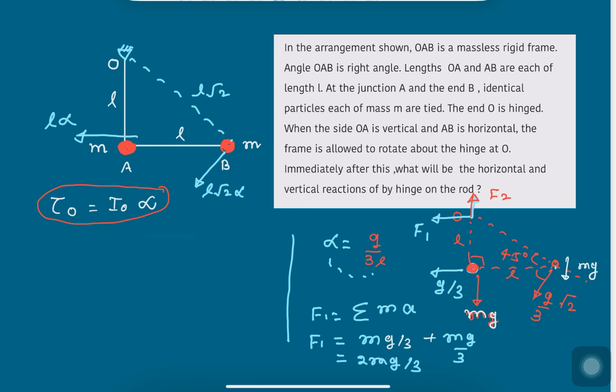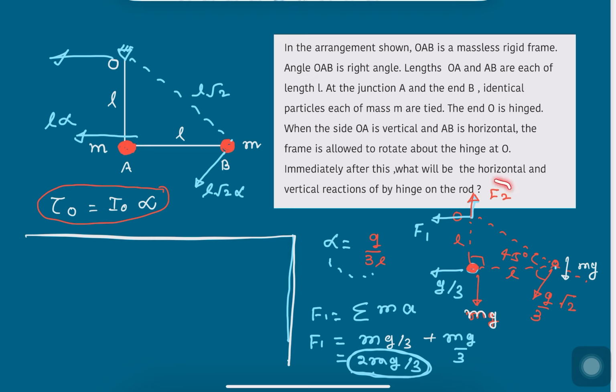And one part, that is the horizontal reaction by the hinge, we have obtained: 2mg by 3 in the left direction, like this here. This is 2mg by 3. This is one answer. And now we have to find the vertical reaction by the hinge. So let us apply Newton's second law on the whole frame in the vertical direction. In the vertical direction we have forces F2 upward, mg downward.